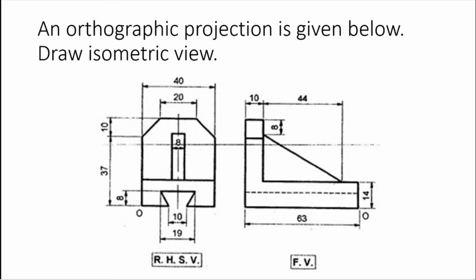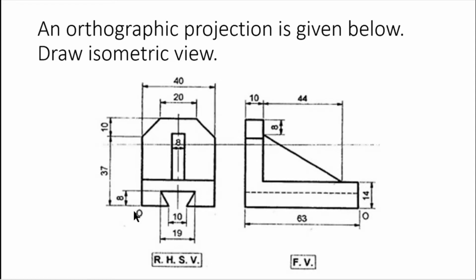Following is the problem statement. An orthographic projection is given below. Draw isometric view. In this problem, the front view is given. Here, the origin point is located towards the right as shown. Similarly, in the right hand side view, the origin point is located towards the left.